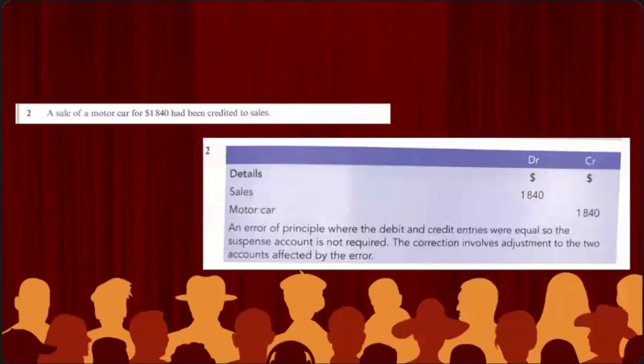The next error is a sale of a motor car for 1,840 had been credited to sales. To correct this, we debit sales account by 1,840 and we credit motor car by 1,840 to minus off the asset that we sell.